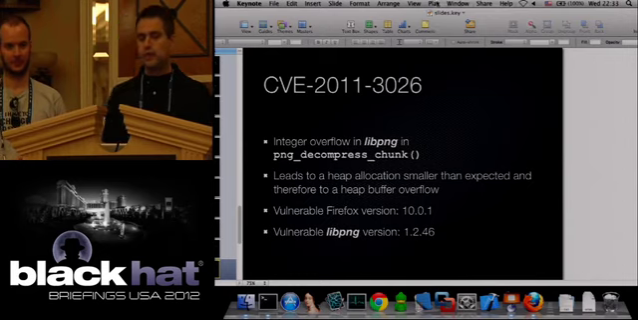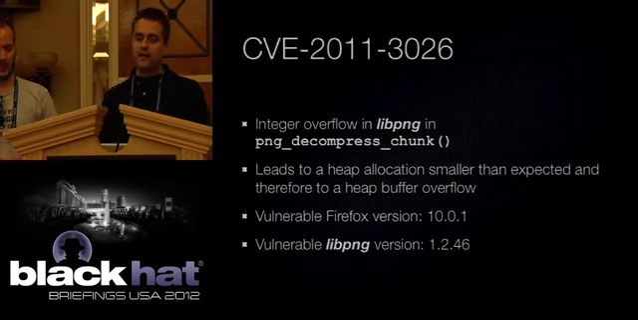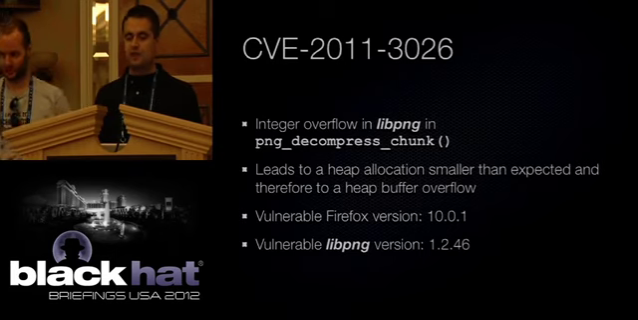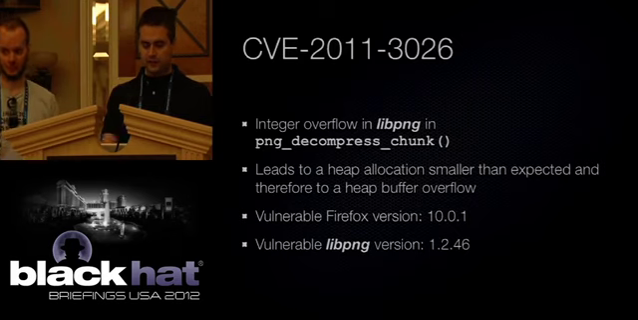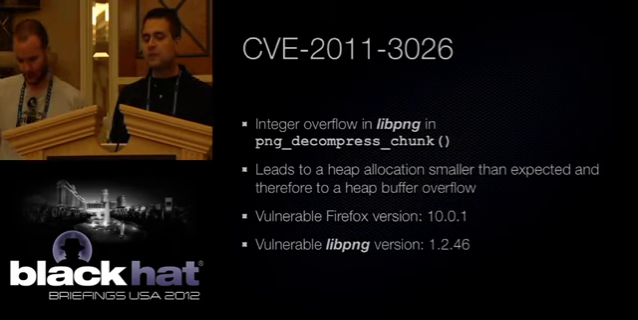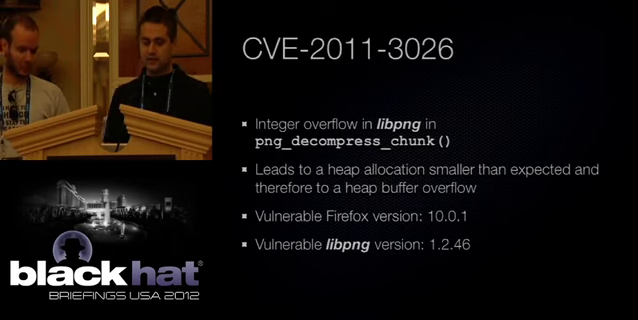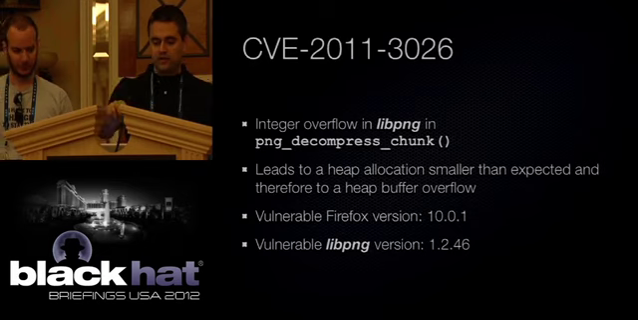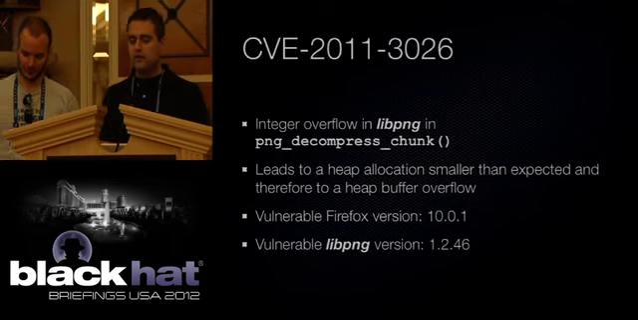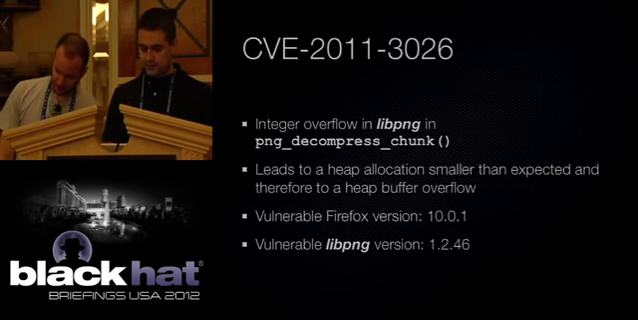In order to work with a real exploit, we decided to use this integer overflow in libpng, which occurs when libpng tries to decompress a compressed PNG file. There is a bug that I will explain in a second that leads to a heap allocation that is actually smaller than the one expected, and that subsequently has a memcpy that does a heap buffer overflow. The vulnerable Firefox version is 10.0.1, which contains the vulnerable libpng version 1.2.46.